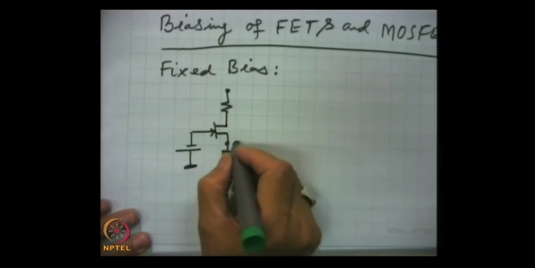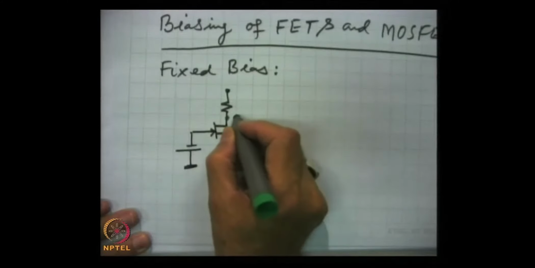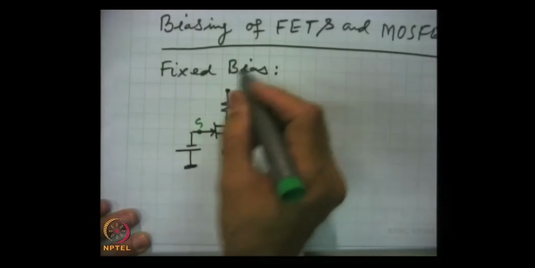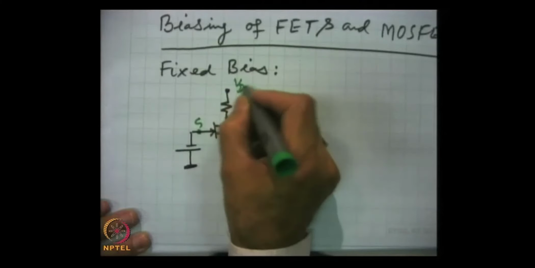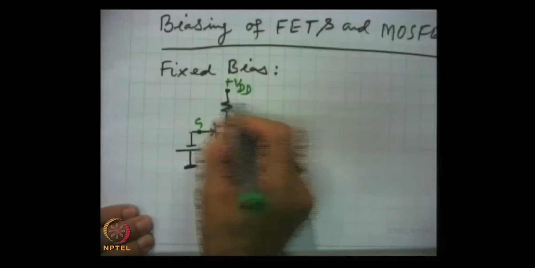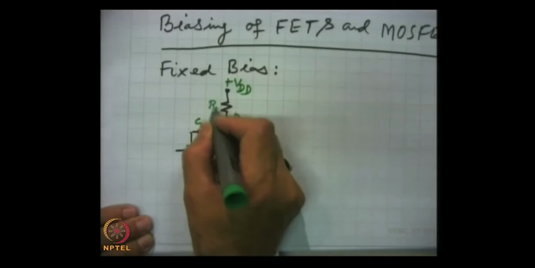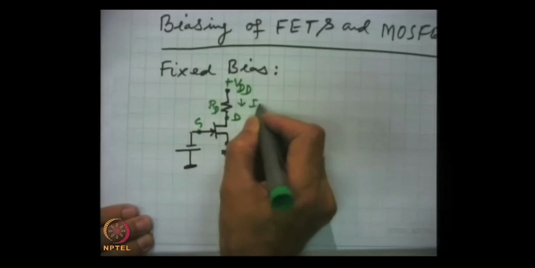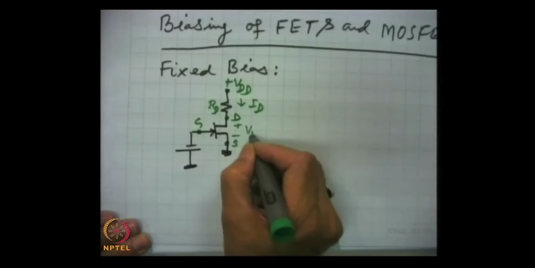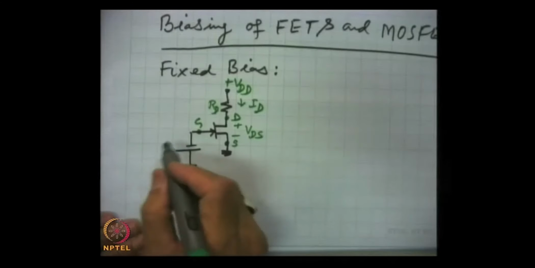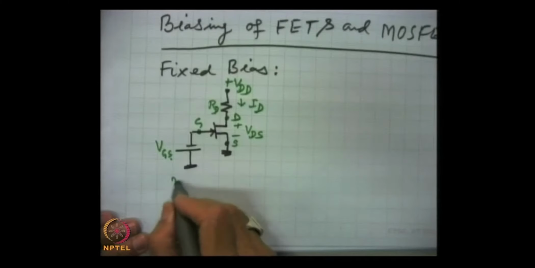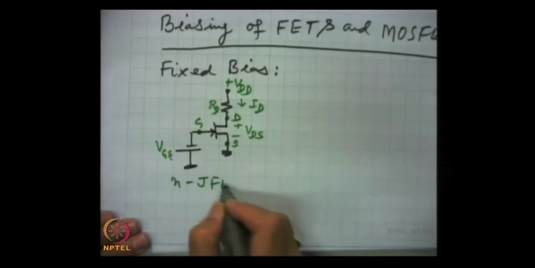This is source, this is drain, this is gate, and this is VDD, and here this is the resistance RD and the current ID flows through it, and here there is a voltage drop VDS, and this is VGS.